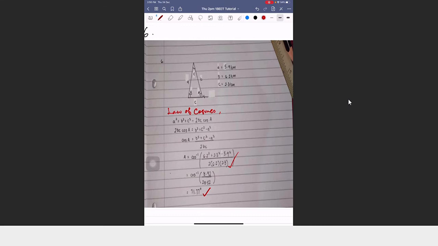Then we move on to our chapter exercise, starting from question 9.